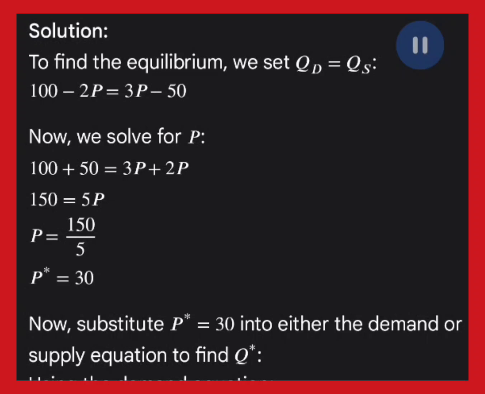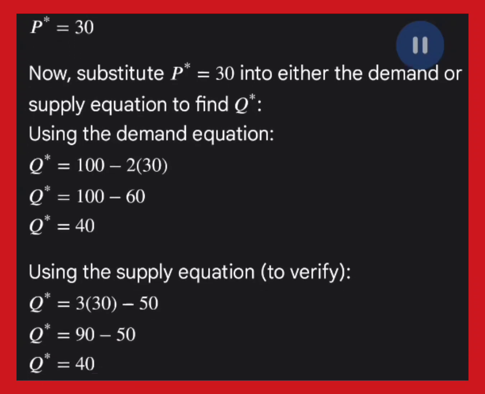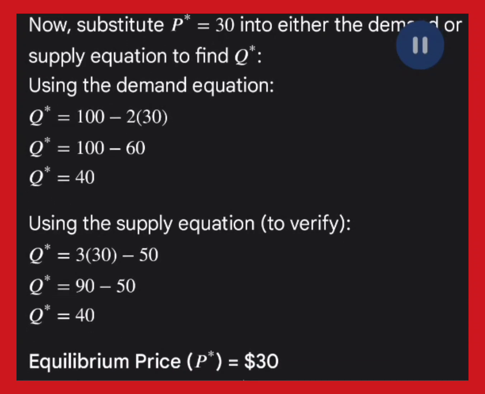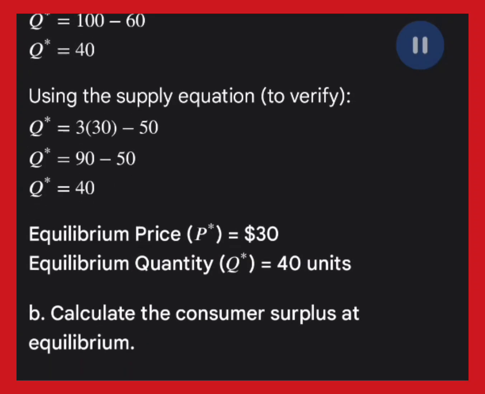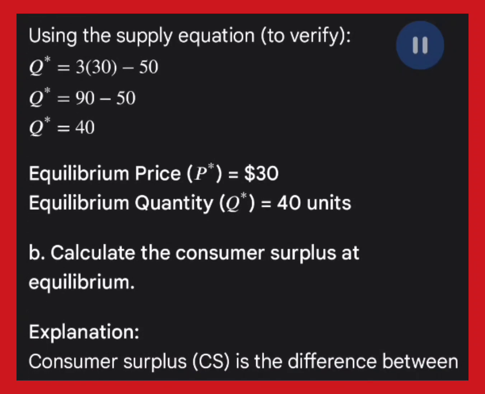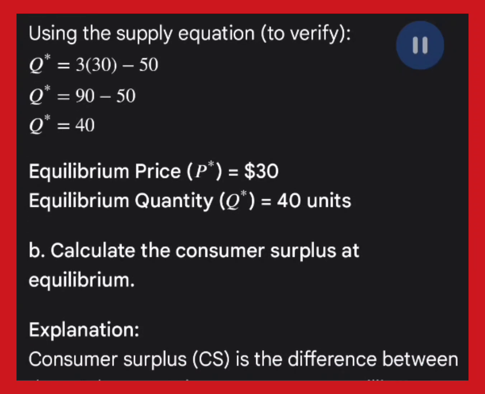Now substitute P* = 30 into either the demand or supply equation to find Q*. Using the demand equation, Q* = 100 - 2(30), Q* = 100 - 60, Q* = 40. Using the supply equation to verify, Q* = 3(30) - 50, Q* = 90 - 50, Q* = 40.